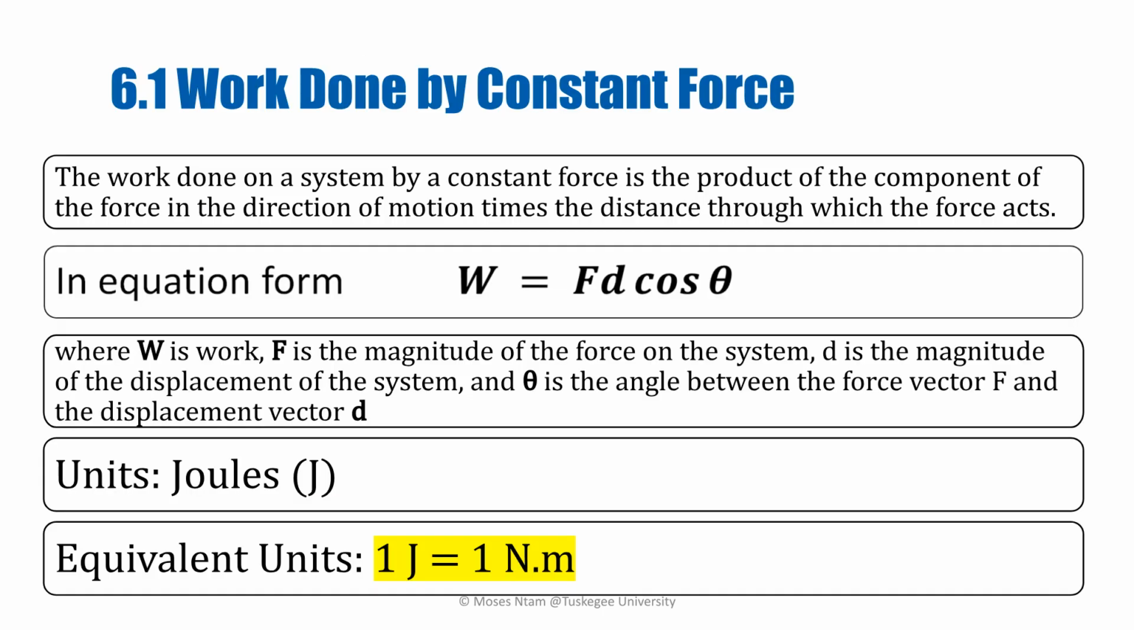Work done by a constant force is calculated as the product of the force component in the direction of motion and the distance moved. It's measured in joules, where 1 joule equals 1 Newton meter.